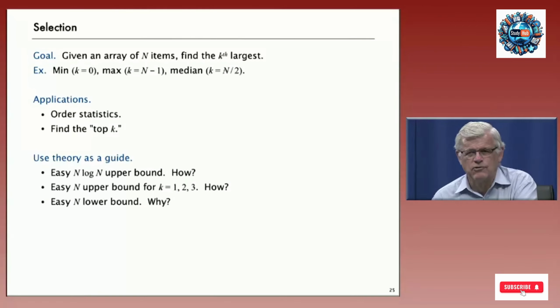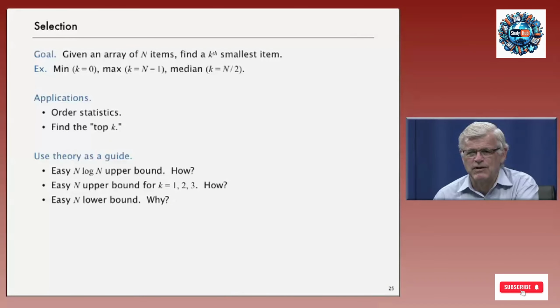Now, here's an example where we want to use theory as a guide. What kind of efficiency might we expect in a selection algorithm? Well, first of all, it's easy to see that we can solve selection in n log n time. How would we do that? Well, we just sort the array, and then if we want to find the smallest, you look in the first position, or the largest, you look in the last position, or the median, you look in the middle.